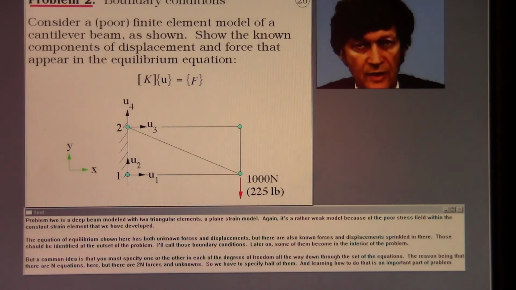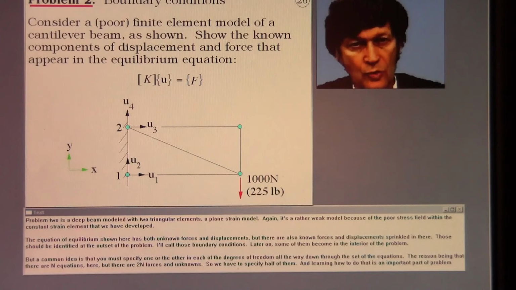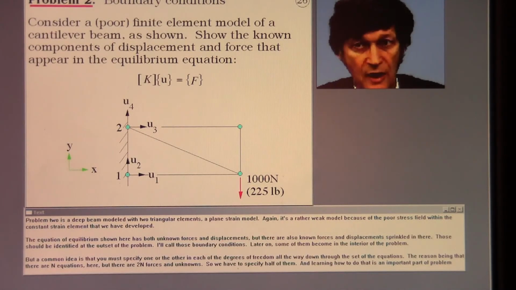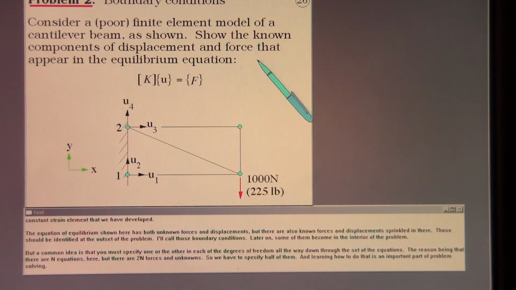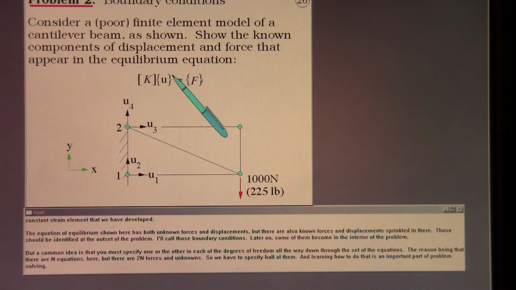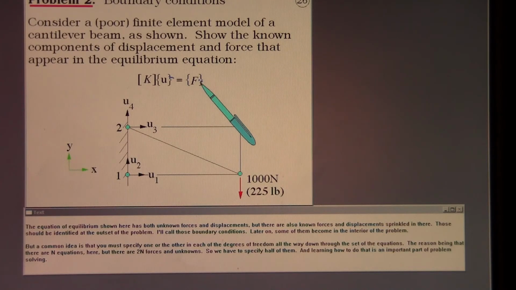Problem 2 is a deep beam model with 2 triangular elements, a plane strain model. Again, it's a rather weak model because of the poor stress field within the constant strain element that we have developed. The equation of equilibrium shown here has both unknown forces and displacements, but there are also known forces and displacements sprinkled in there, and those should be identified at the outset of the problem. I'll call those boundary conditions.